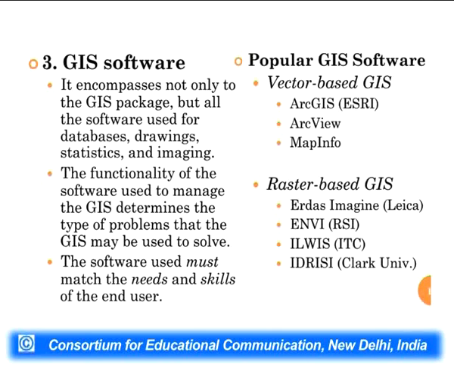Now they are also coming out with open GIS software like Quantum GIS, which is free for the public to use. The popular vector-based GIS software are ArcGIS, developed by ESRI, ArcView, ArcMap, MapInfo. Raster-based GIS are ERDAS Imagine, ENVI, ILWIS and IDRISI.